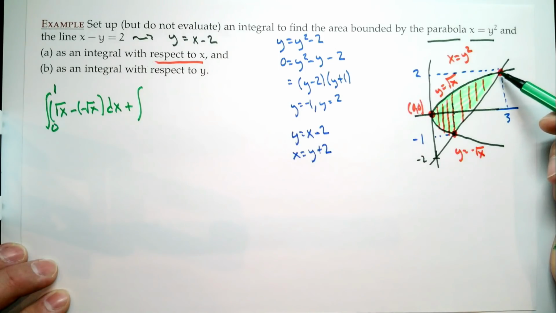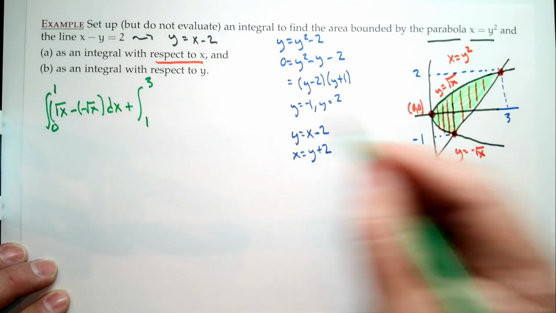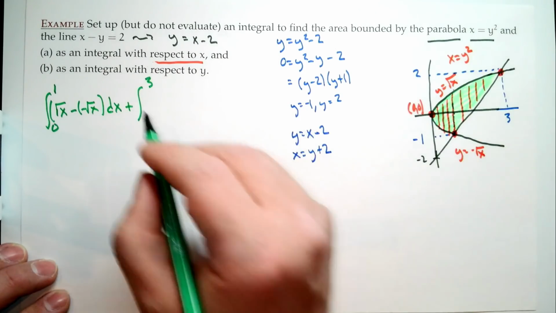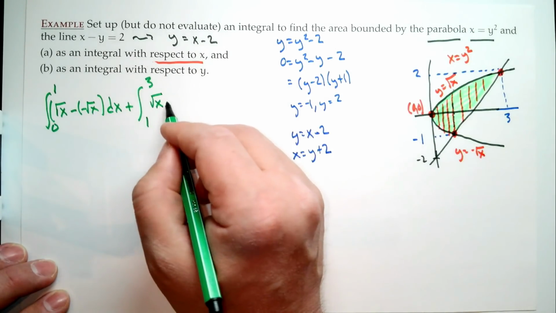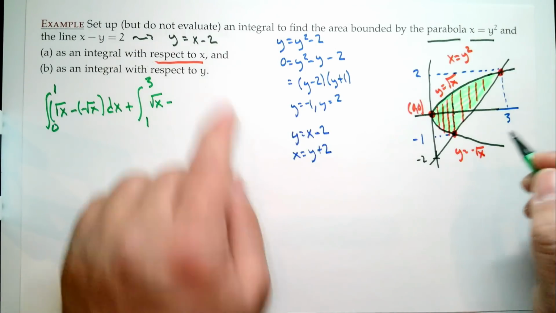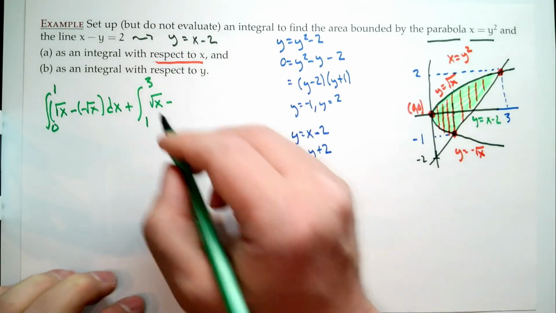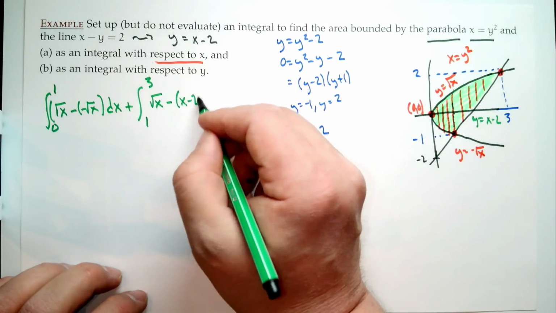Now in this case, I'm just going to go to where I end, 1 to 3. And then it's going to be the top function, square root of x, subtract the bottom function. So what's the bottom function? It's the line y equals x minus 2. So subtract x minus 2.